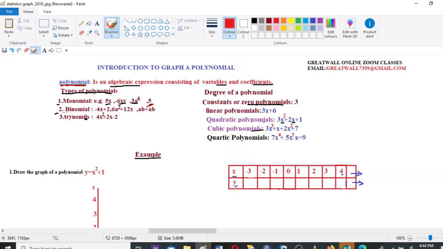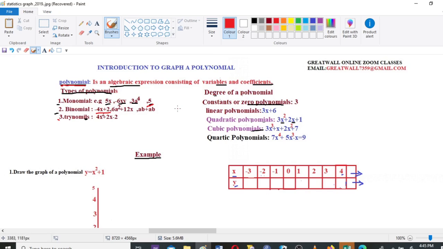So we go to the second one, that is binomial. A binomial is a type of polynomial consisting of two terms. Like we have here negative 4x plus 2, you can have ab plus ay. Then we have what we call trinomials. Trinomials are polynomials containing three terms. Like we have here 4x squared plus 2x minus 2. That is a trinomial.